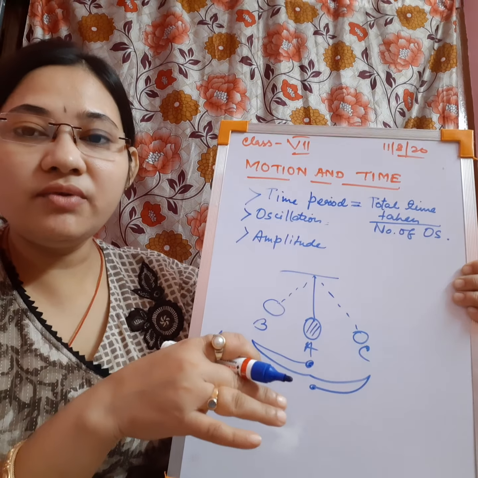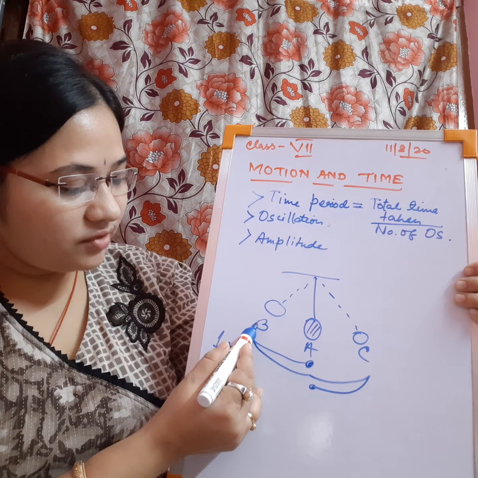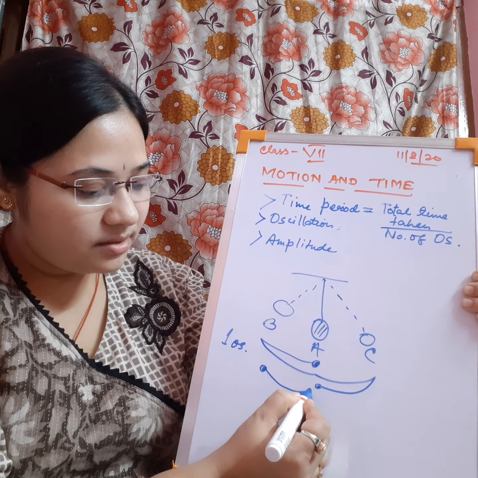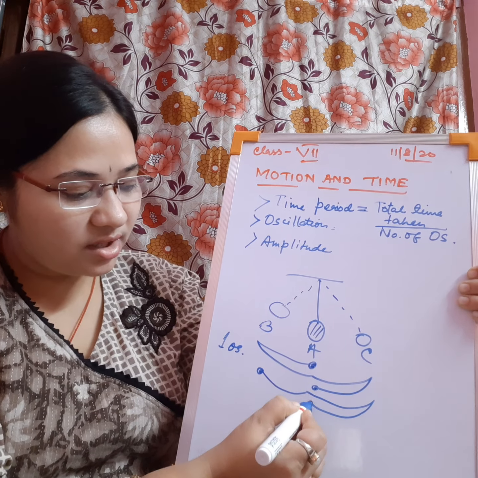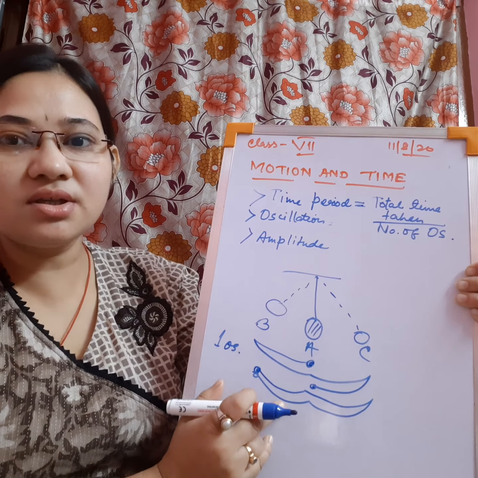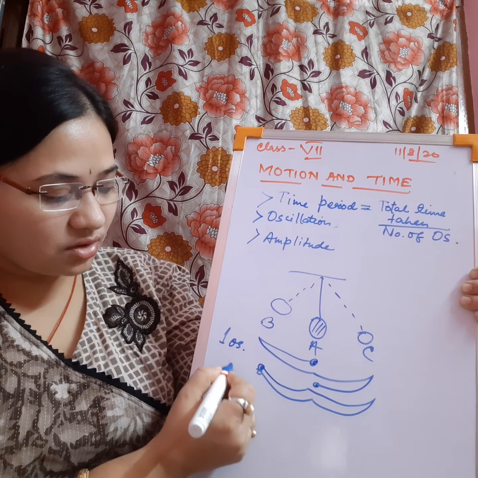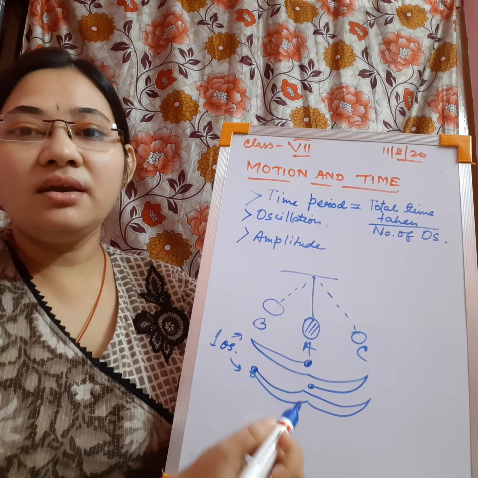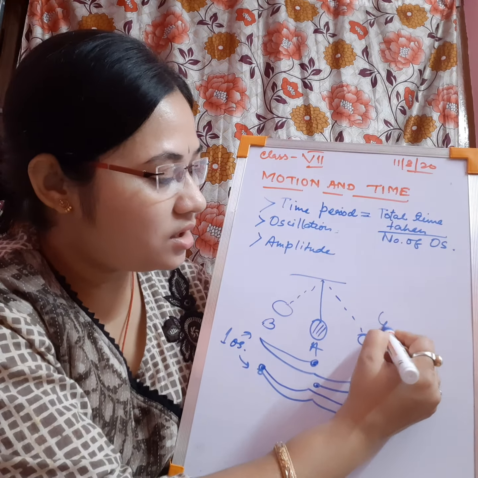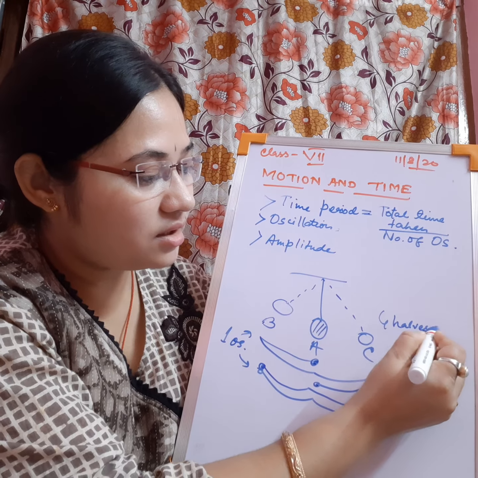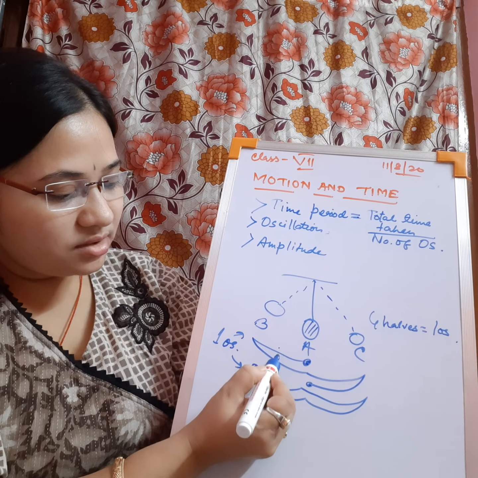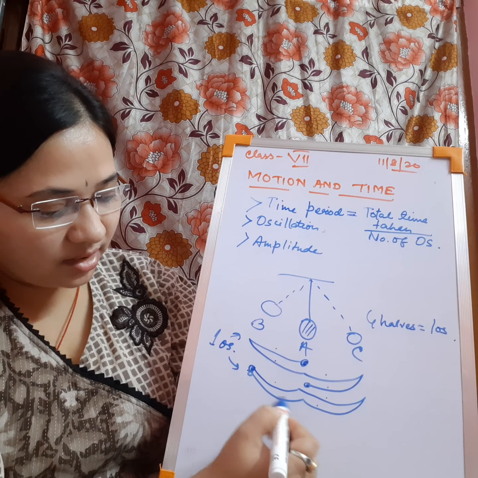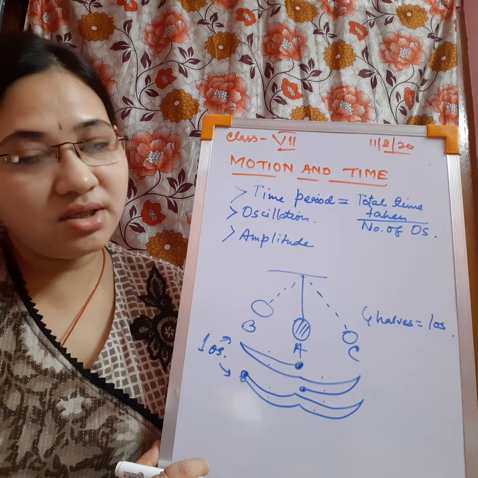Also, another way we can find out what is oscillation, suppose the original position is B. So from B to A, then A to C, then from C to A, then back to B. Okay, so this is also one oscillation. So both of them are one oscillation. That means here you can see there are four halves, so four halves are equal to one oscillation. That means 1, 2, 3 and 4. Here also 1, 2, again 3, again 4. So this is called one oscillation.